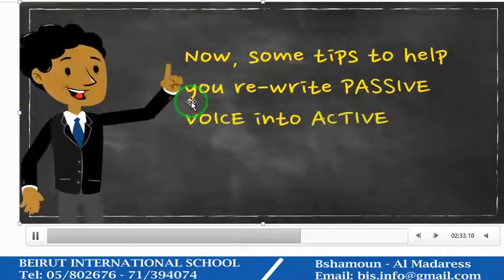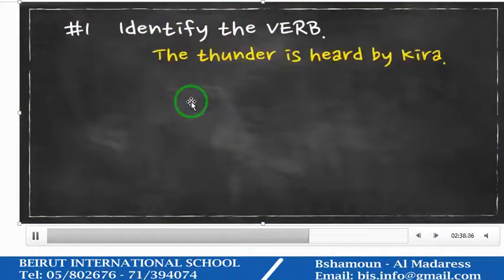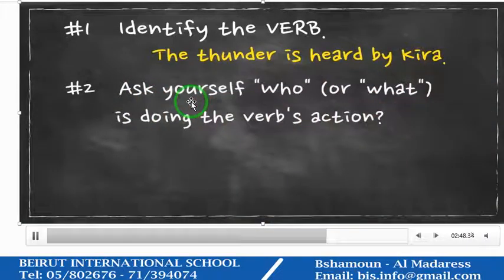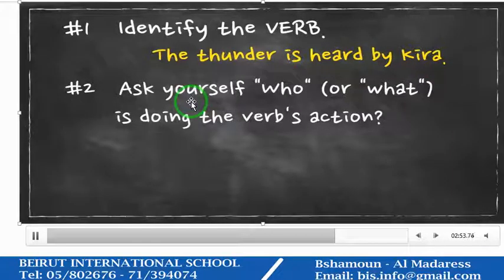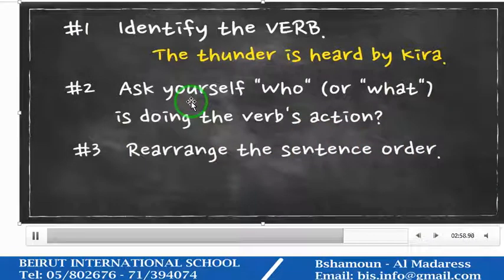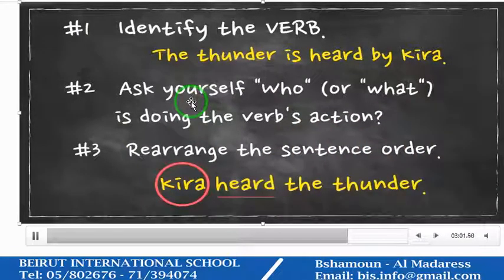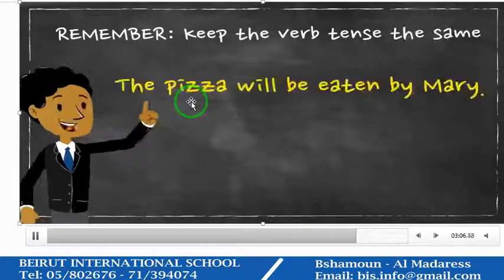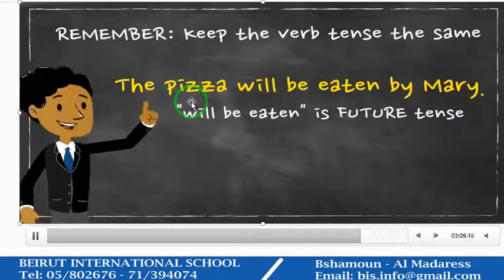Now, some tips to help you rewrite passive voice into active voice. Let us see. Number one, identify the verb. The thunder is heard by Kira. Heard is what? It's the verb. Ask yourself, who or what is doing the verb's action? Who's hearing? That's Kira, of course. And then you have to rearrange the sentence order. That's a vice versa thing, guys, remember? So Kira heard the thunder, and that's active. See, as SVO.